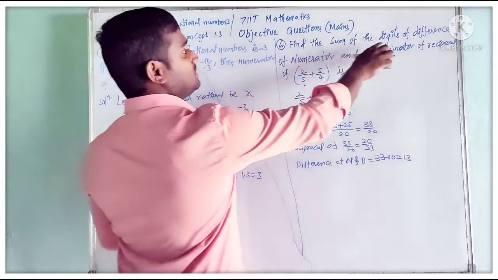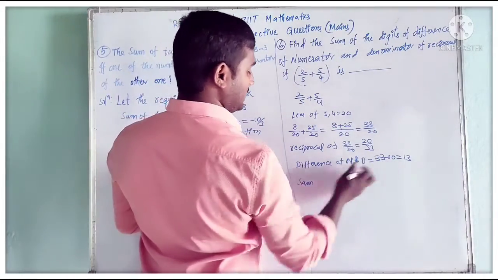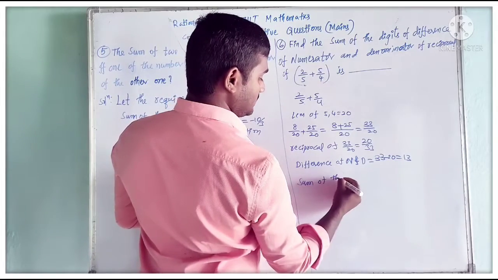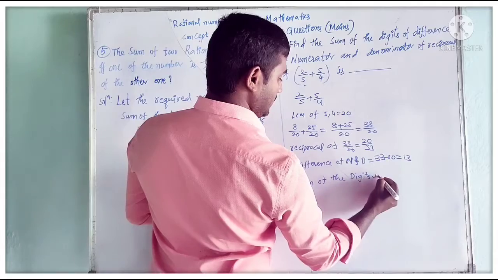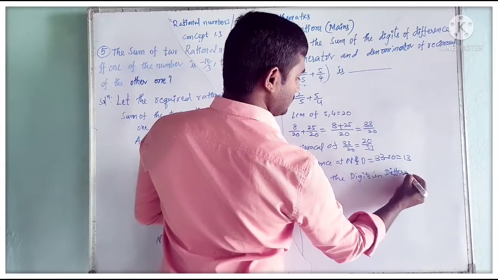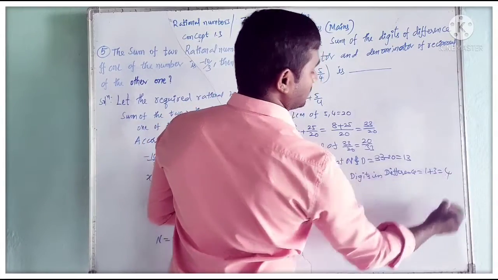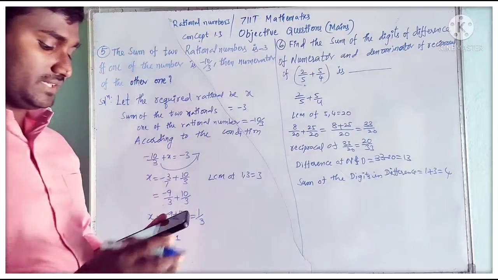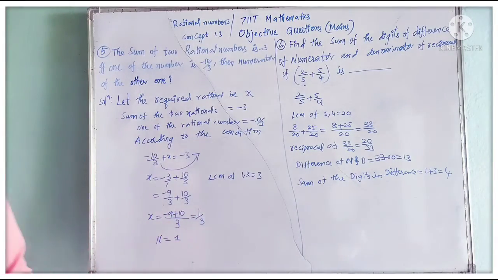So the sum of the digits in the difference. Difference is how much? 13. Sum of the digits in difference equal to 1 plus 3. 1 plus 3 is how much? 4. So 4 is the required answer for that. Next question we are going to discuss.